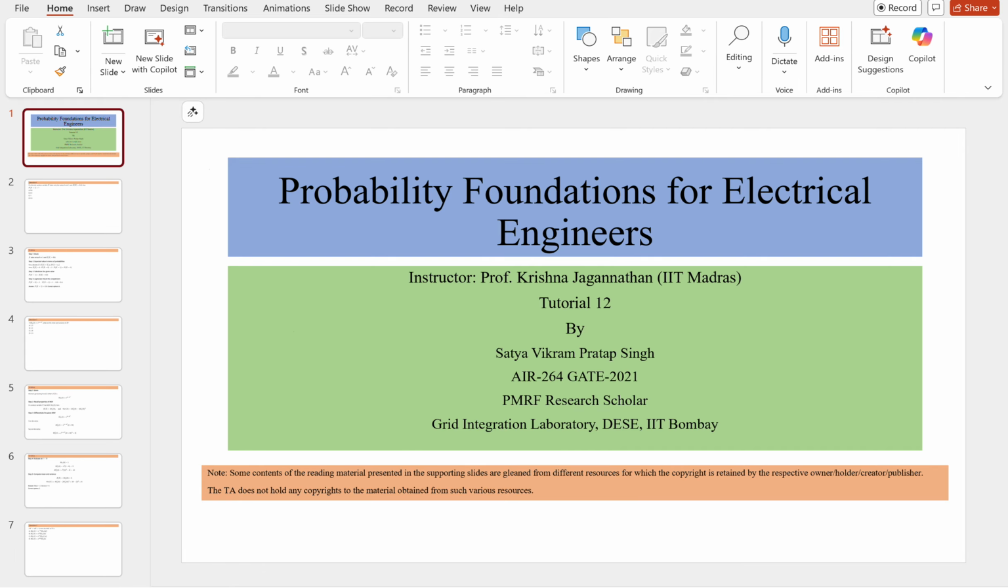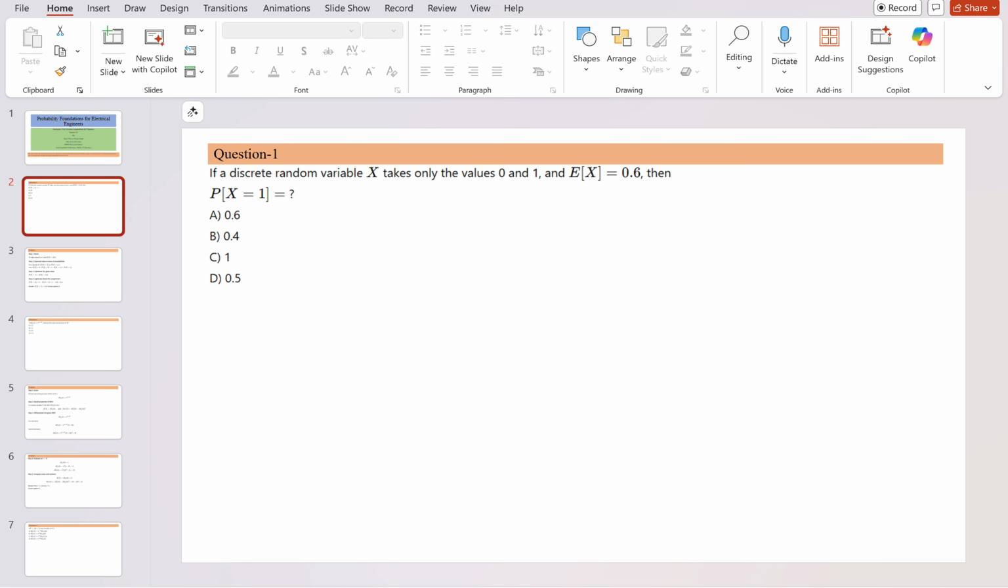Moving forward, here is the first problem for you to solve. The question is: if a discrete random variable X takes the values 0 or 1, and the expectation of X is equal to 0.6, then what is the probability that X is equal to 1? You have to find the value. If you face any doubt, just let me know in between.